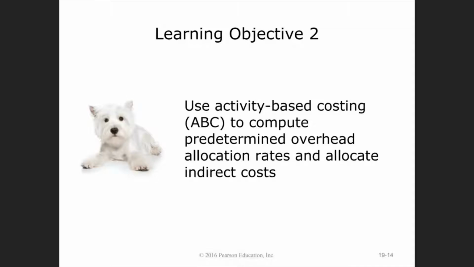So learning objective 2, activity-based costing, using ABC to compute the predetermined overhead allocation rates and allocate indirect cost.